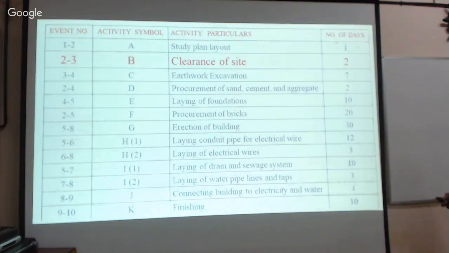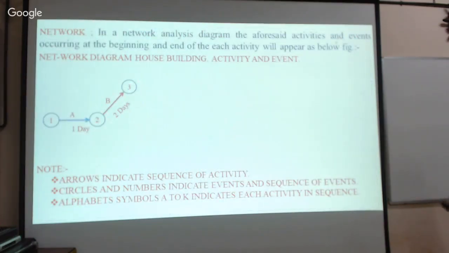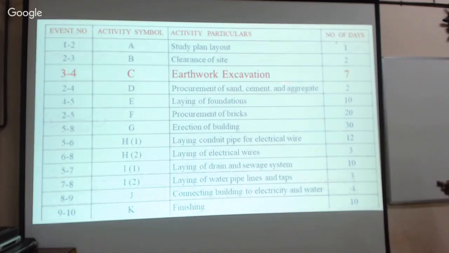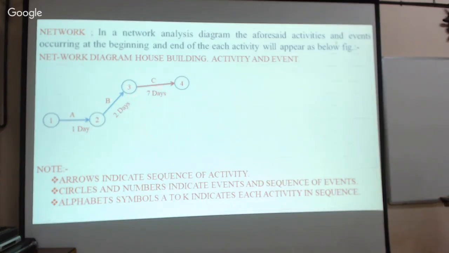Similarly, now this is 2 to 3, the second activity, B activity. Clearance of site requires 2 days. Therefore, between 2 and 3, this requires 2 days. Activity B, 2 days. And similarly, this is 3 to 4, activity C, that is 7 days. Please note, from 3 to 4, 7 days, C activity.